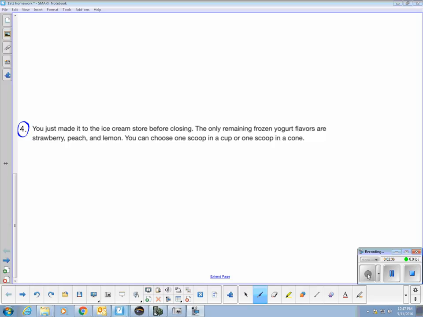In the next scenario, I need to make 2 choices when I go to the ice cream store. My first choice is, would I like strawberry, peach, or lemon? The second decision I have to make is, do I want it in a cup or in a cone?